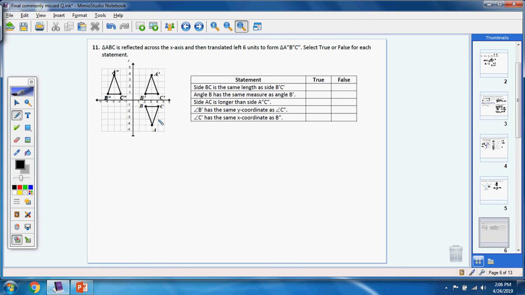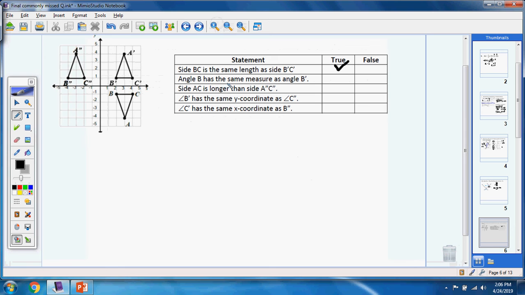All right, 11. Triangle ABC is reflected across the x-axis and then translated left 6 units to form A double prime, B double prime, and C double prime. Select true or false for each statement. Side BC is the same length as side B prime, C prime. Well, the side is going to be the same thing every single time. So yeah, that is true. Angle B has the same measure as angle B prime. Yeah, that looks pretty good as well. Side AC is longer than A double prime C prime. Well, that's false because, again, the lengths are the same.